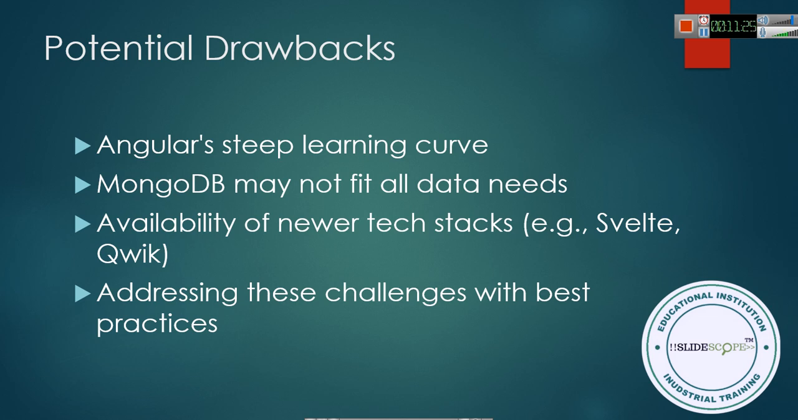Are there any potential drawbacks? A simple potential drawback is Angular's steep learning curve, and MongoDB may not fill all data needs. Newer tech stacks, examples Svelte and Qwik, are also gaining popularity. Addressing these challenges with best practices will be the ideal choice if you are trying to learn MEAN stack.